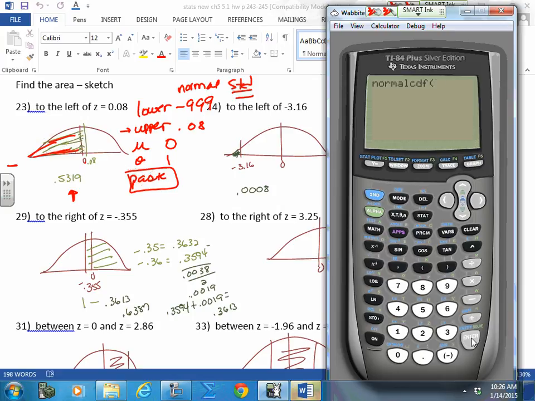Now, on the 83 calculators, you have to do it like this: negative 999, 0.08, the mean, the standard deviation. So I'll put mine in. Negative 999, 0.08, that's your z-score. I need to say the mean and the standard deviation. For the right, the upper would be positive 999.